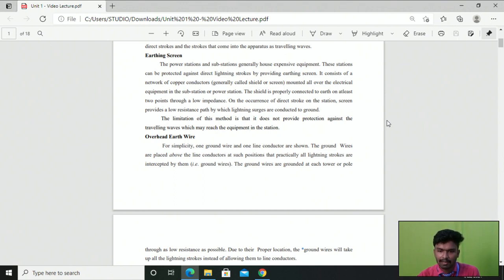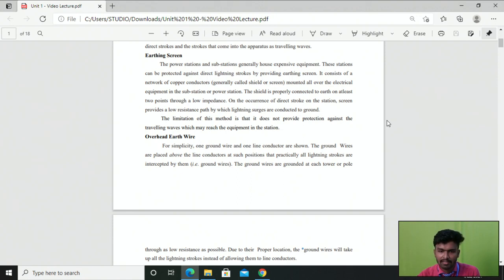The shield is properly connected to the earth at at least 2 points through low impedance. On the occurrence of any direct lightning stroke on the power station or substation, we know that we are installing that earthing screen in the power station as well as substation. So whenever a direct lightning stroke falls onto the station, the earthing screen provides a low resistance path by which the lightning surges are conducted to the ground, right? That is why we are installing the earthing screen in the power station.